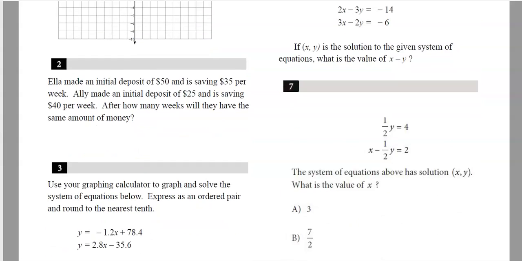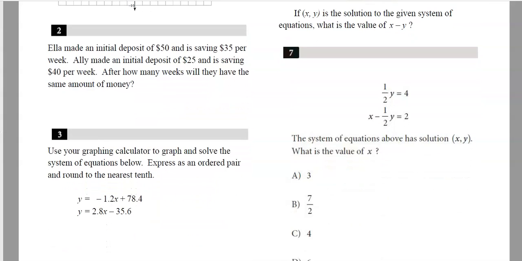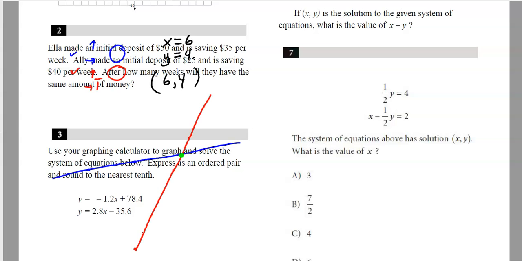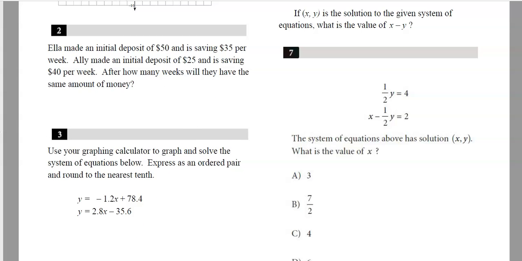All right, next problem, number 2. Ella made an initial deposit of $50. So let's kind of do Ella here in blue. So Ella, initial deposit of $50, and then she's saving $35 per week. All right. So a couple different ways I can attack this. We can look at Allie too. Allie made an initial deposit of $25, and she's doing $40 per week.